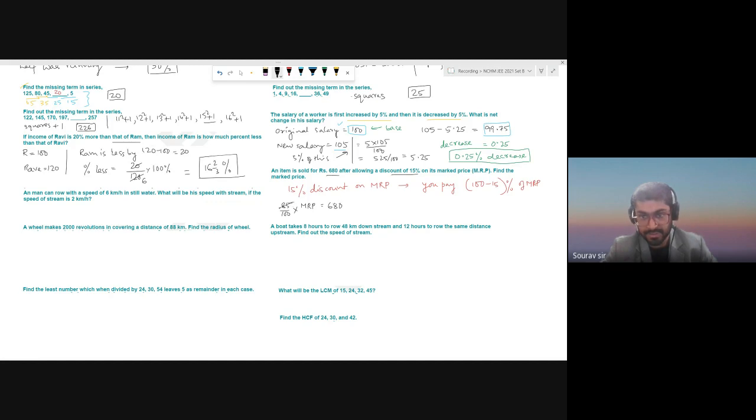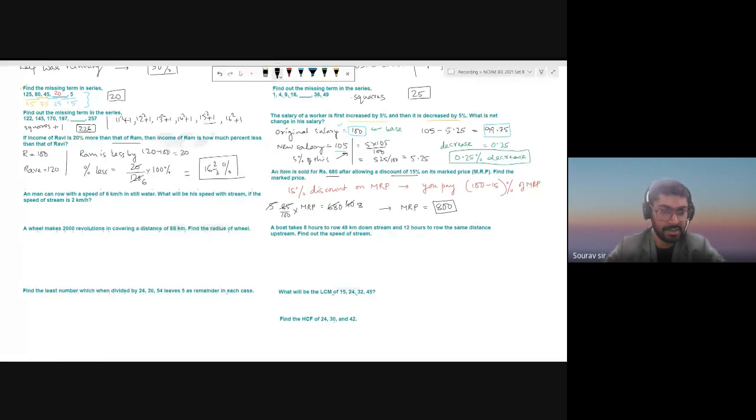Now cancel these with 17, you get 5, you get 40. Right? You cancel it again, 8. So this gives you MRP equal to 800. You could also consider 100 and then use the unitary method or X, but I feel that this one will be faster. Okay.